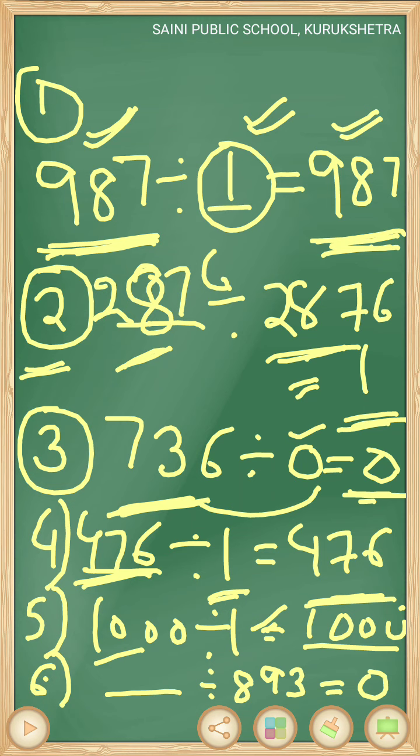Last question is dash divided by 893 is equal to 0. This is only possible when the quotient is equal to 0, when we are dividing 0 by a number. Okay, so 0 divided by 893 is 0. Okay, so these are the properties of division. So this was all about division.